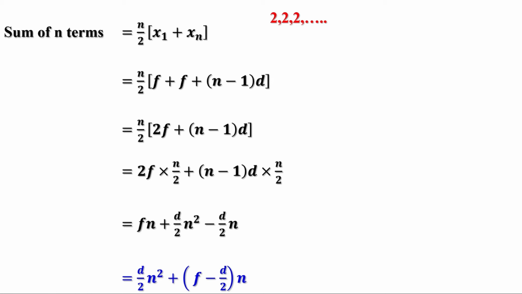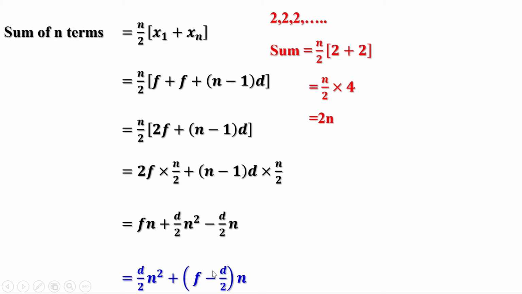First term is 2 and the nth term is also 2. So sum is n by 2 into 2 plus 2. 2 plus 2 is 4. So we can write it as n by 2 into 4. 2 2s are 4. So we get n into 2 or 2n. So this is the sum of n terms of this arithmetic sequence, which has only a term containing n.